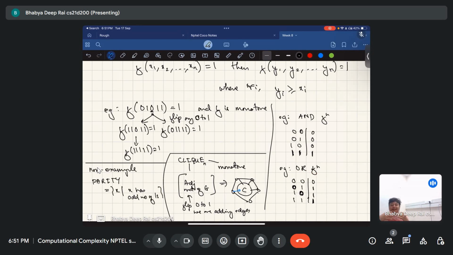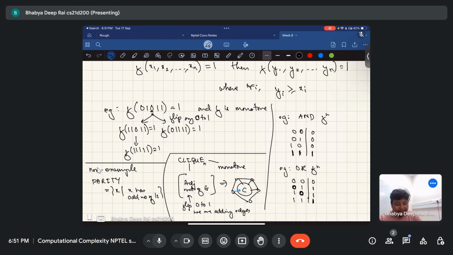So if I take an example of a string which is in the language parity, it has an odd number of ones. If I flip a 0 to a 1, it has an even number of ones. If I flip another 0 to a 1, then it will have an odd number of ones. Then it will evaluate to 1. Then it will evaluate to 0, and then 1 and 0 and so on. So parity is in some sense highly non-monotone.